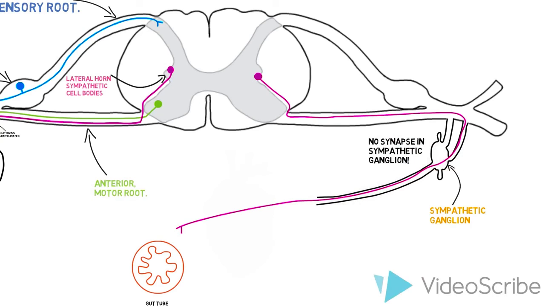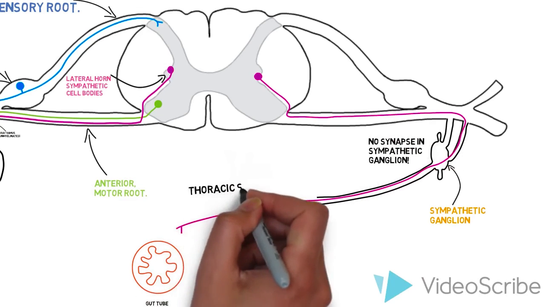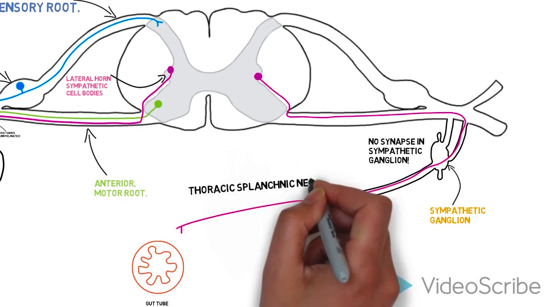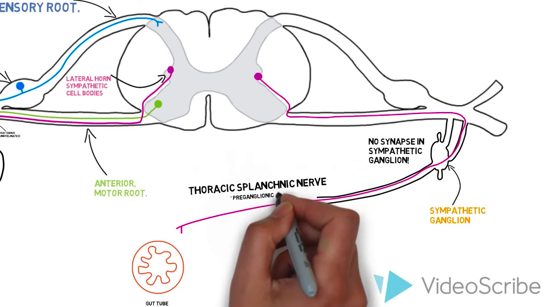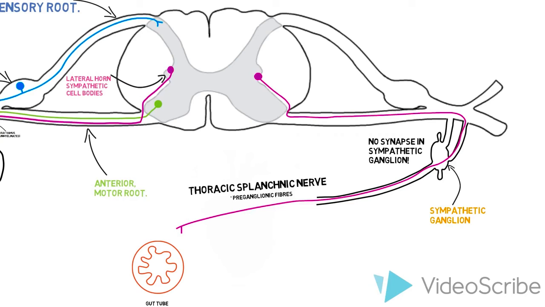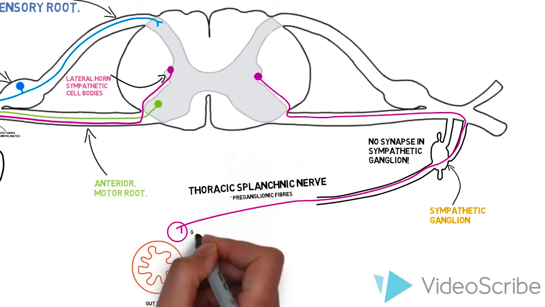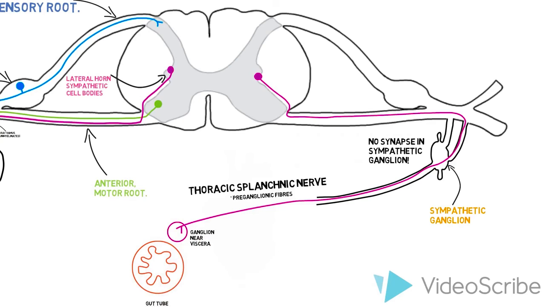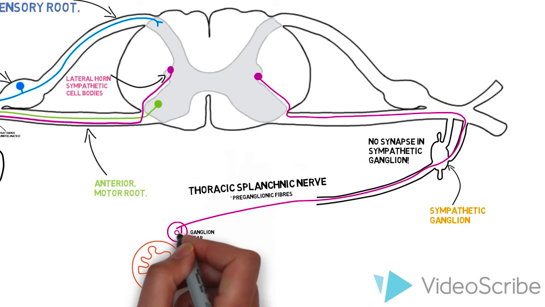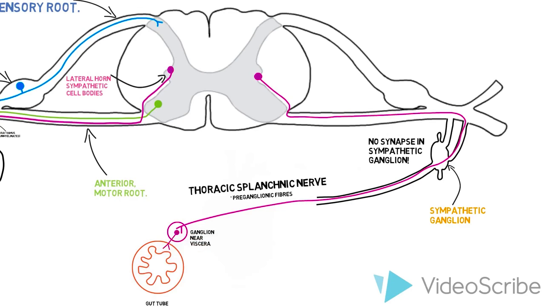Rather, the preganglionic fibers leave the ganglion as splanchnic nerves. These nerves then travel into the abdomen and synapse in prevertebral sympathetic ganglia associated with blood vessels. Postganglionic fibers then travel with the blood vessels to target organs.